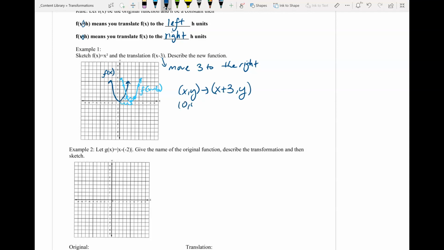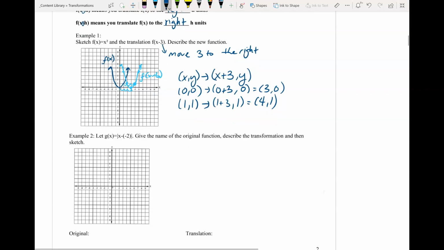So if I start off with the vertex of (0, 0), this means my new graph is going to be 0 plus 3 as my x coordinate. My y value is going to be still 0. So that's why I had a point at (3, 0). Let's just say I had a point at (1, 1) for my x squared graph. If I want to do the transformation, that is 1 plus 3. My y value is still 1, so that I have a point at (4, 1). So you can do that for all the other points to figure out what your new points are going to be.